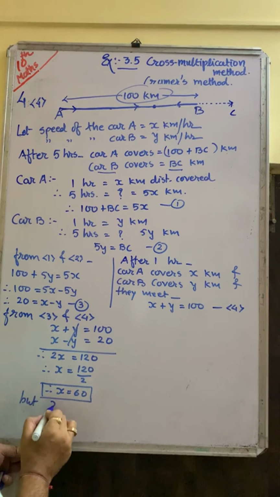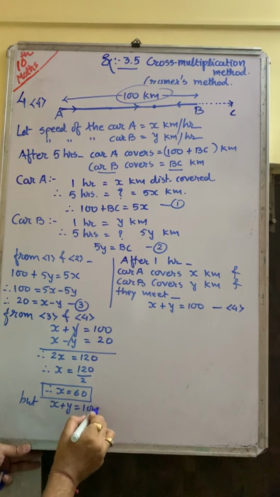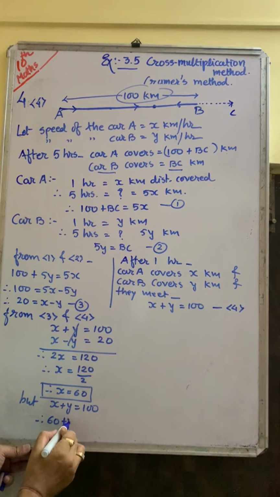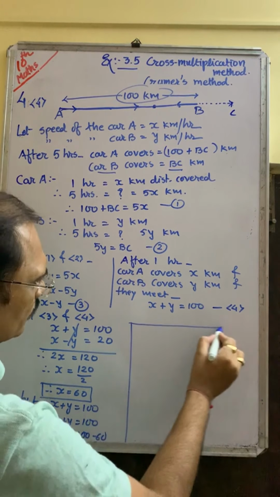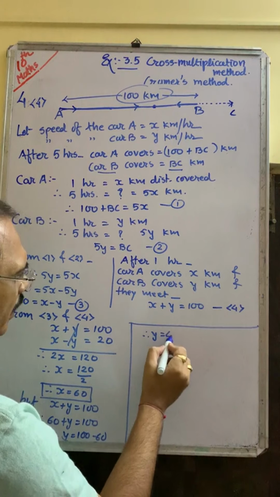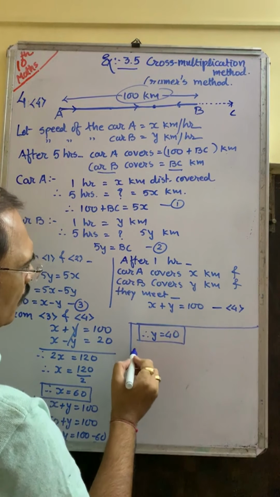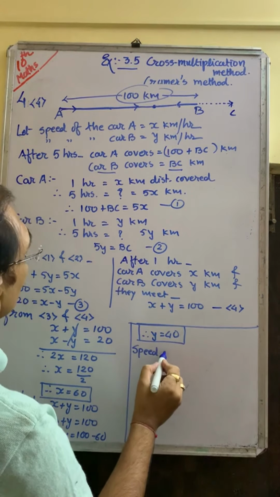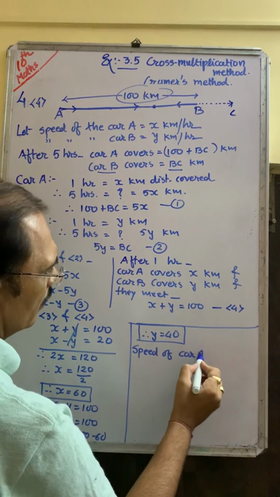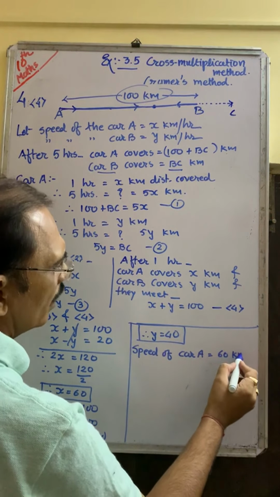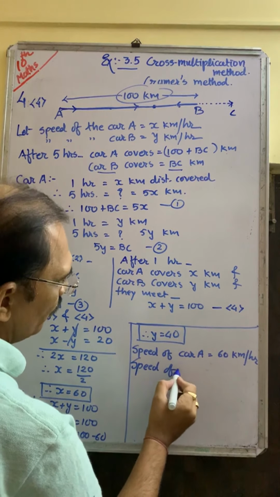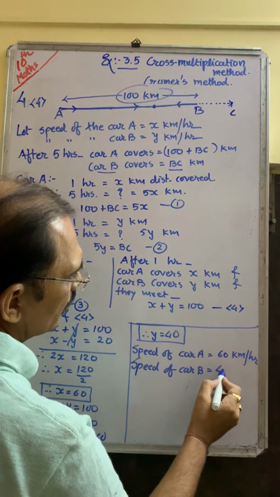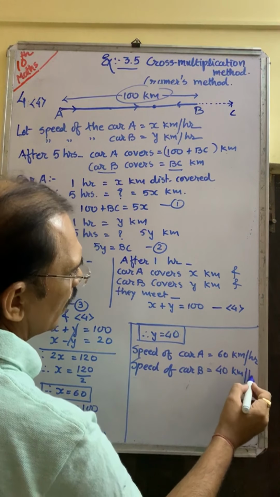But we have x plus y equals 100. Place the value: 60 plus y equals 100, so y equals 100 minus 60. Therefore, y equals 40. It means the speed of car A is 60 km per hour and the speed of car B is 40 km per hour.